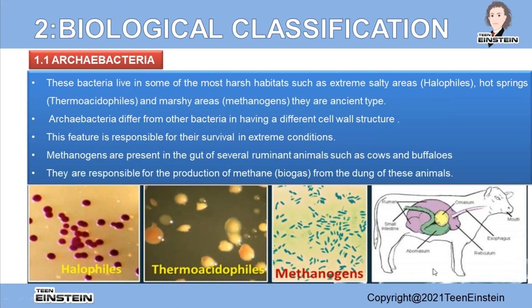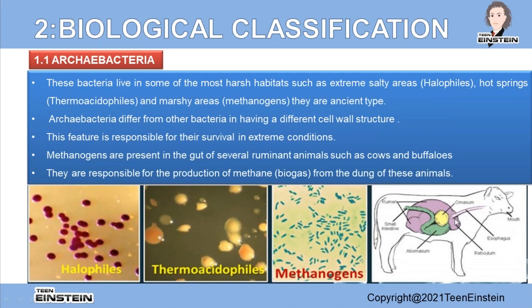Then methanogens. Methanogens are present in the gut of ruminant animals like buffalo, cow, and all that. These animals get their food from plant-based food. And these organisms present in the gut, before digestion, one kind of fermentation will take place in the specialized stomach with the help of these methanogens.